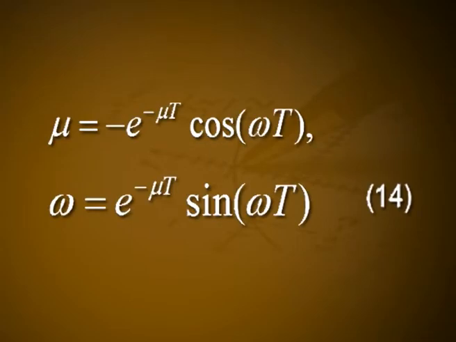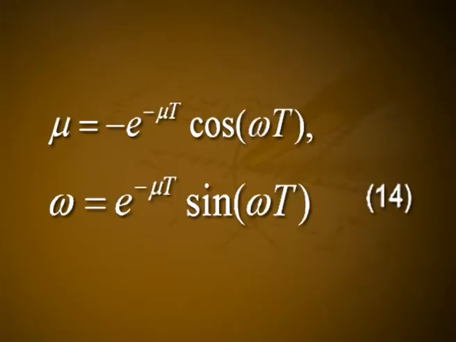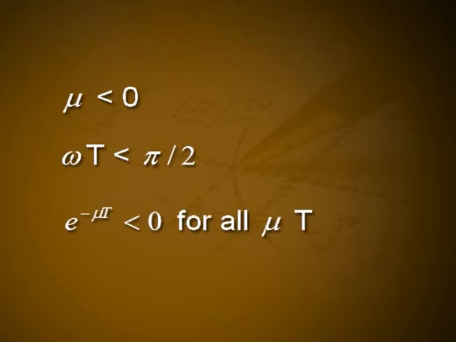From equation 14, if omega is a solution, then so is minus omega. So, we can consider omega greater than 0 without any loss of generality. From the first of equation 14, mu less than 0 requires omega T less than pi by 2, since e raised to minus mu T is less than 0 for all mu T.